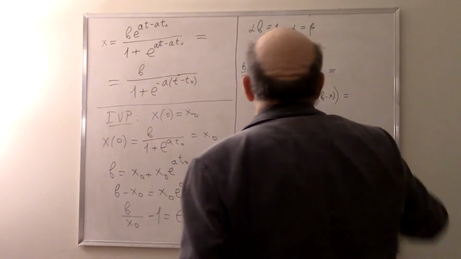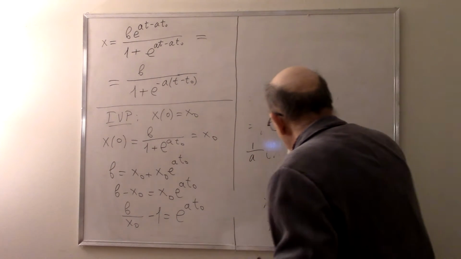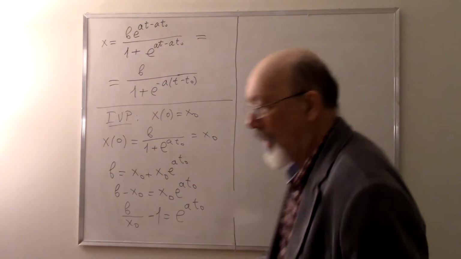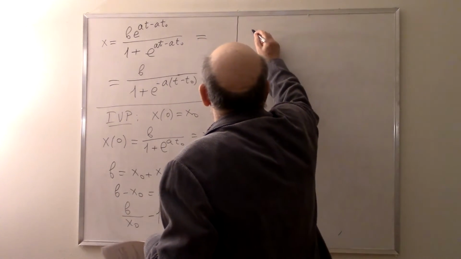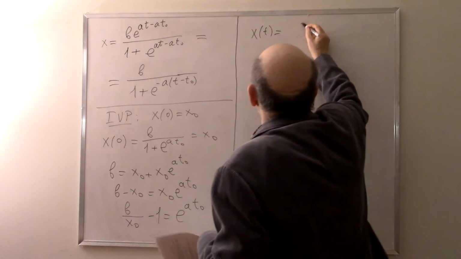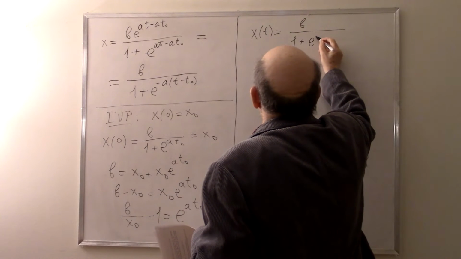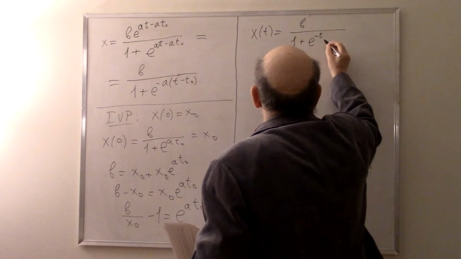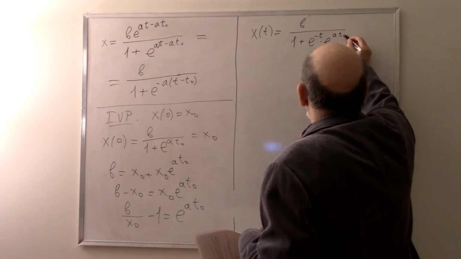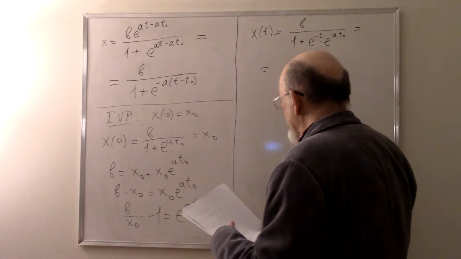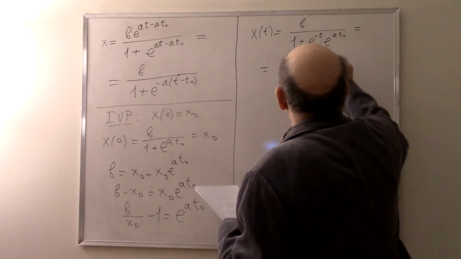you can write this solution like this. This solution, x of t equals b divided by 1 plus e to the minus at times e to the a T0, minus AT.